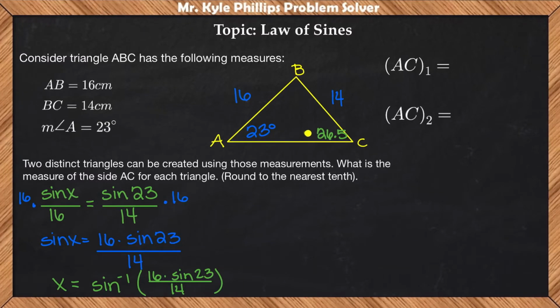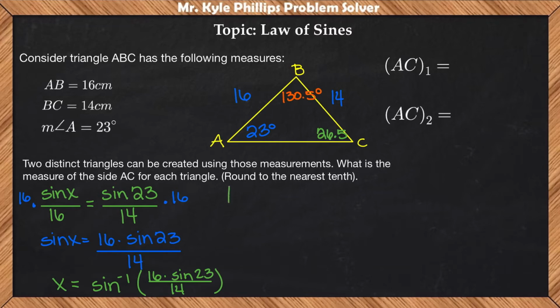Now that I have these two angles, I can easily find the value of angle B, because I know that all three angles in a triangle have to add up to 180. So B here is going to be 130.5. Now that I know the measure of angle B, I can find the leg length for side AC here.